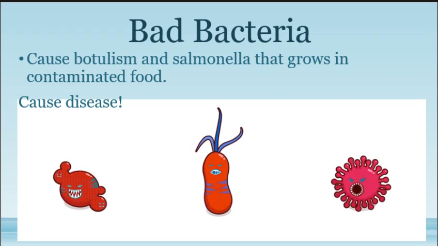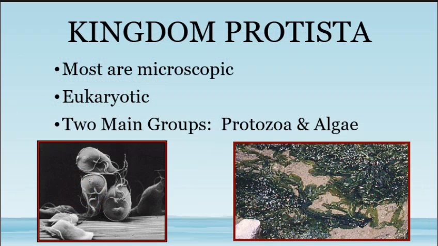Okay. So, yeah. All right, Kingdom Protista. Most are microscopic. They're all eukaryotes. There are two groups: Protozoa and algae.